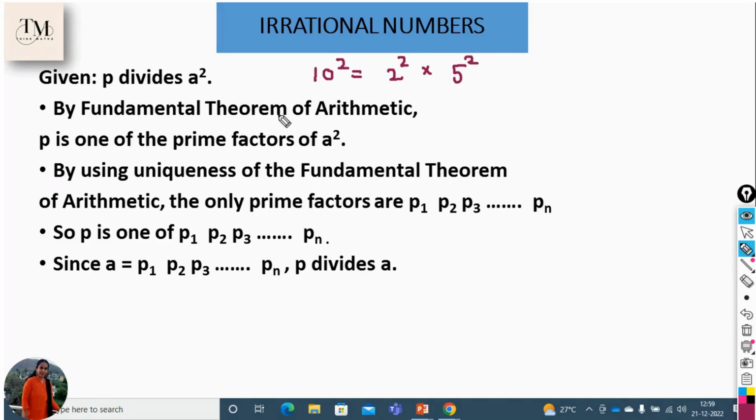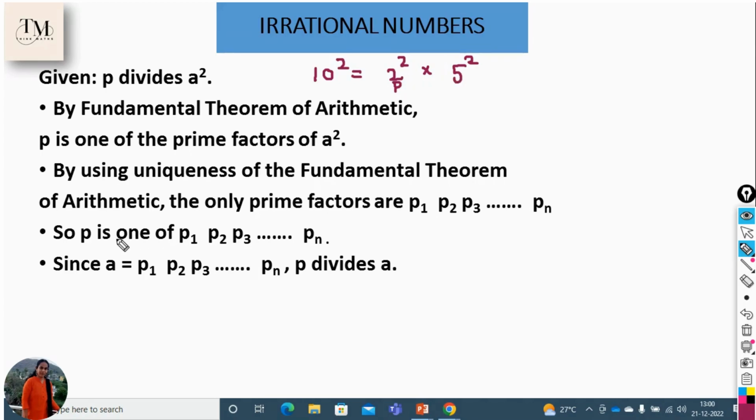So by the fundamental theorem of arithmetic, P... So I took P as 2. So P will be one of the prime factors of 10 square. This prime factor will be unique. By using the uniqueness of the fundamental theorem of arithmetic, the only prime factors are P1, P2. So the prime factors will be only 2 and 5.